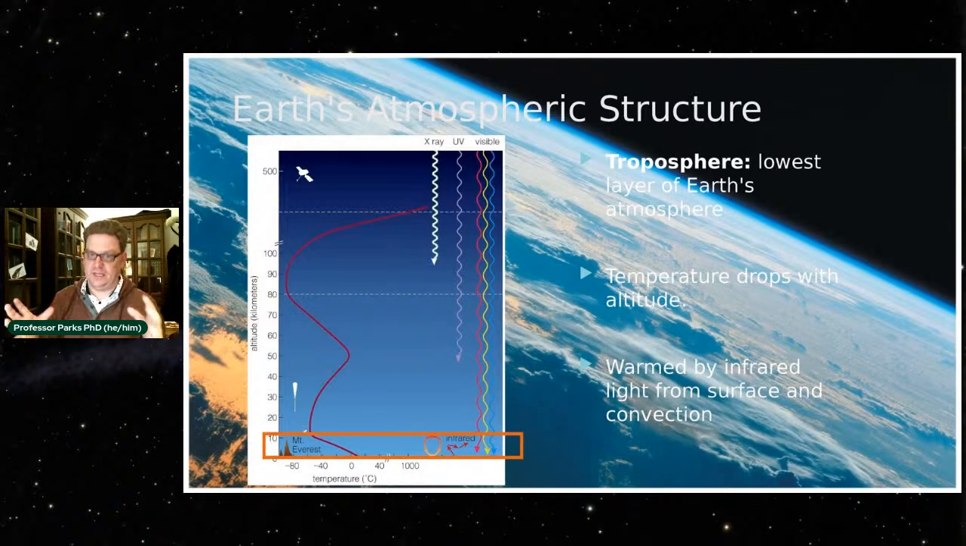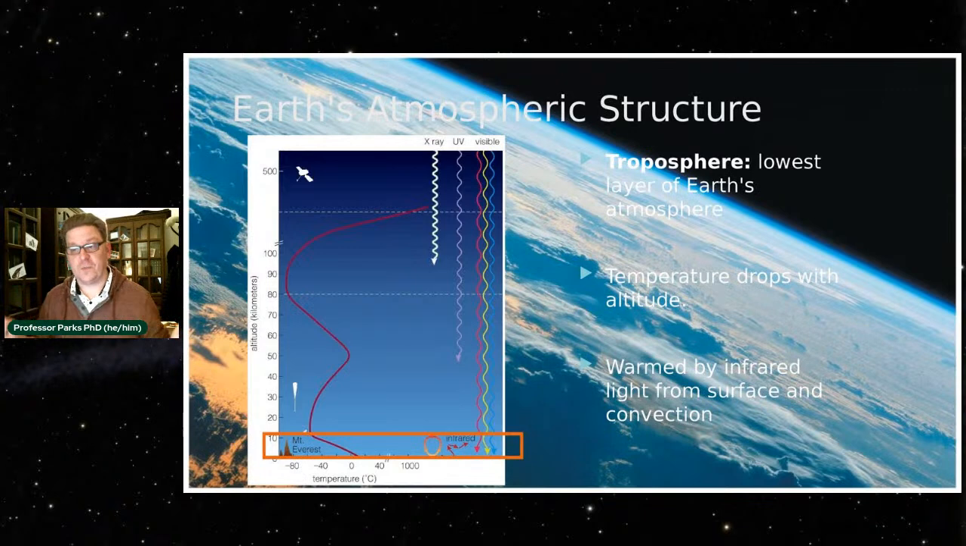Now, the atmosphere is ridiculously complex, very much like the interior of the Earth, which is also very complex. I'm going to simplify it down to 4 layers. I'm going to skip the mesosphere. What I am going to talk about are the troposphere, the stratosphere, the thermosphere, and the exosphere.